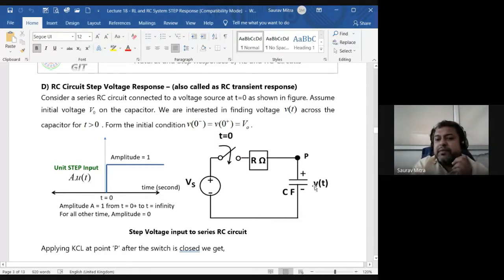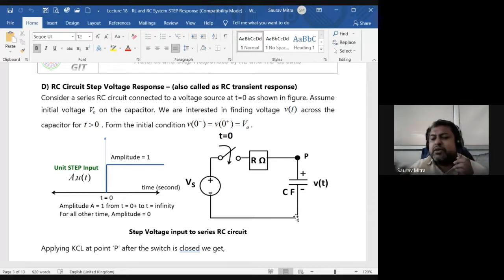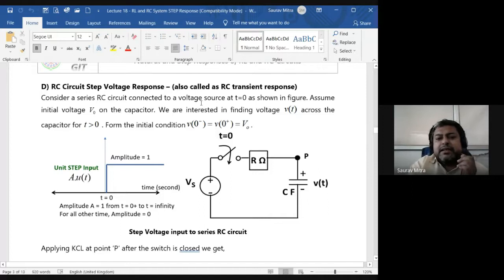The capacitor is C farad, v(t) is the output, and vs is the input. We are going to plot v(t). In the previous case what we plotted was i(t), or iL(t), or iR(t), because it is a series circuit, so there is only one current in the circuit. So consider a series RC circuit connected to a voltage source like this. At t equal to 0, the switch is connected and the voltage starts building up from t equal to 0 plus. The interval from 0 to 0 plus is called the propagation delay. That you have to remember.